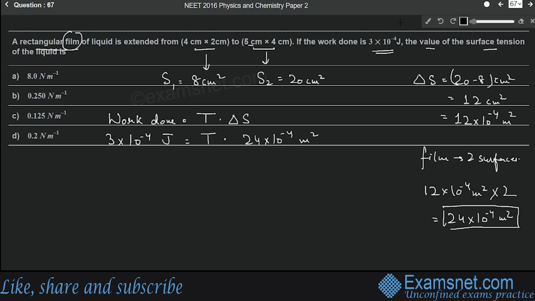Okay, so what will be the surface tension? That will be equal to 3 into 10 to the power minus 4 upon 24 into 10 to the power minus 4. So 10 to the power minus 4 will be cancelled. 3 by 24, that means 1 by 8. Unit will be Newton per meter. Okay, and this can be written as 0.125 Newton per meter. So the correct answer will be option C. Okay, 0.125 Newton per meter.